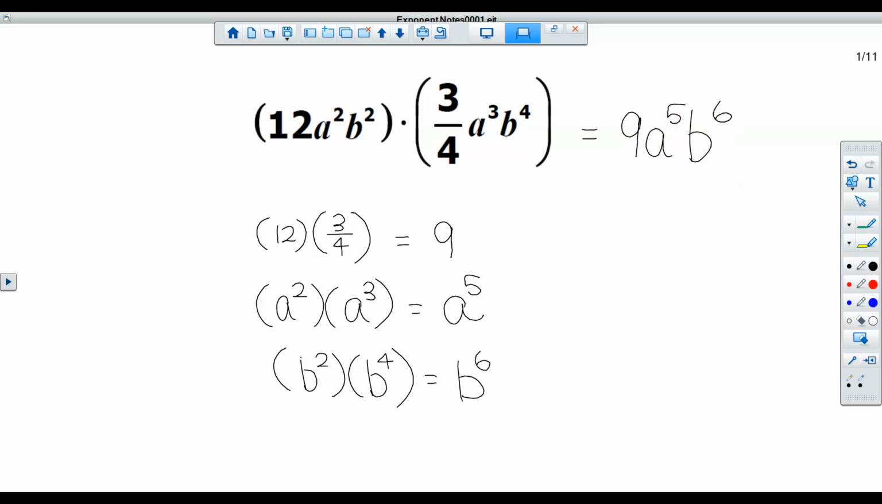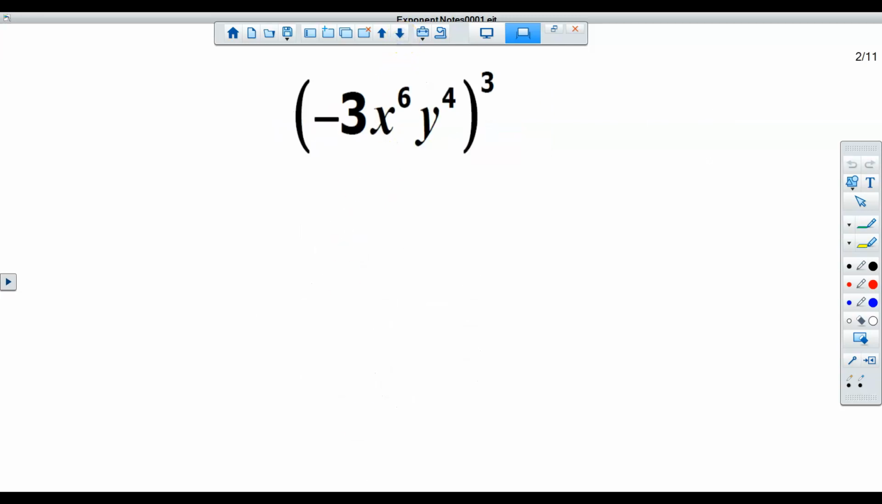Now, as we talked about yesterday, can that be my final answer? Yes, it can, because it has positive exponents. There's no zero powers, there's no negative powers. So in your product rule, you multiply your two coefficients, and then for each variable, you add your two exponents. So that's my product rule.